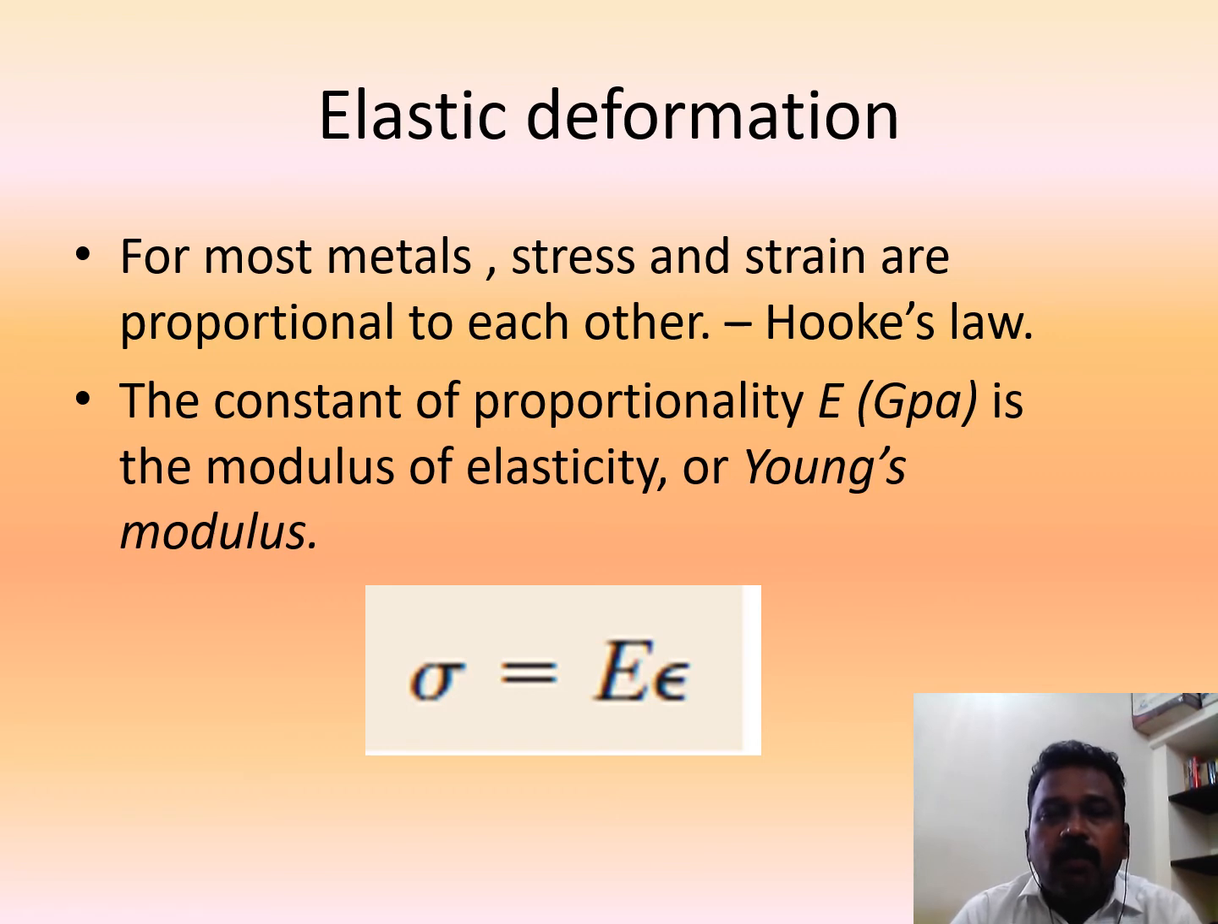So this proportionality, that is, the stress and the strain are proportional to each other by some constant called the constant of proportionality, which has the unit gigapascal, called the Young's modulus or the modulus of elasticity. That is, capital E is equal to sigma by epsilon. So stress by strain, capital E is equal to sigma by epsilon.